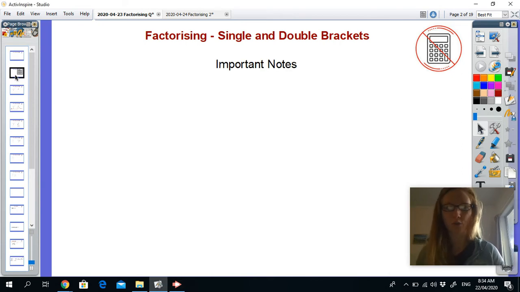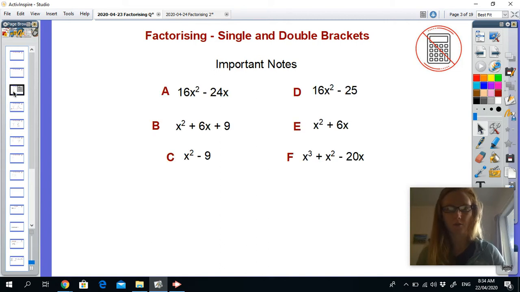So a couple of important notes, which I suggest you write down as we go through and pause as you need to. So there are 6 expressions on the board, A, B, C, D, E, F, and some of them will factorize into a single bracket, and some of them will factorize into a double bracket. And the way that we need to look at these to work out if they're going to factorize into a double bracket or not is to see if they have 2 things. And those 2 things are an x squared component and a constant. So a constant is our number by itself.